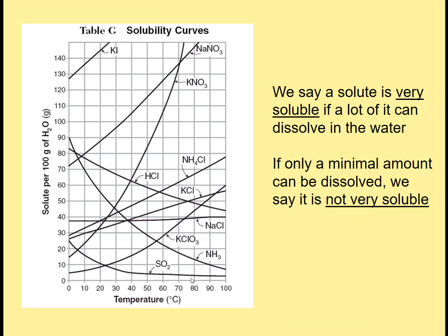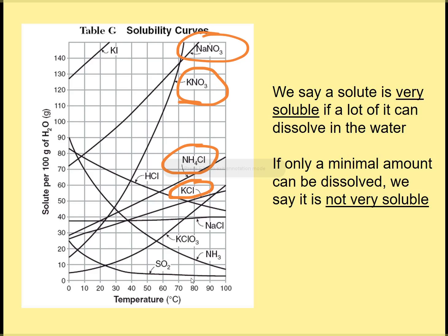The solid appears. We say a solute is very soluble if a lot of it can dissolve in water. Some that are very soluble would be potassium nitrate, again because it's a nitrate. Notice that you can dissolve quite a lot of it. This ammonium chloride, remember ammonium is very soluble. It always dissolves. Even this potassium chlorate. All of these right here are very, very soluble.